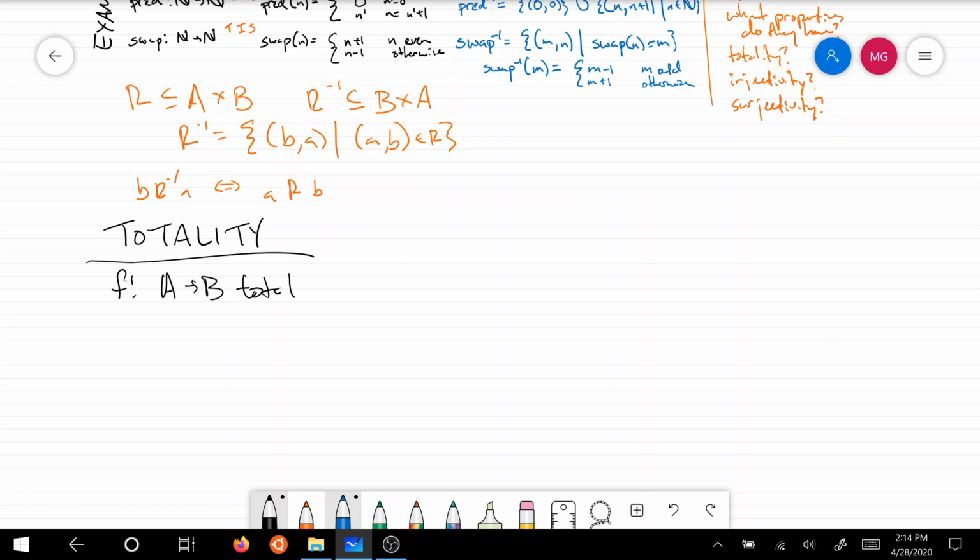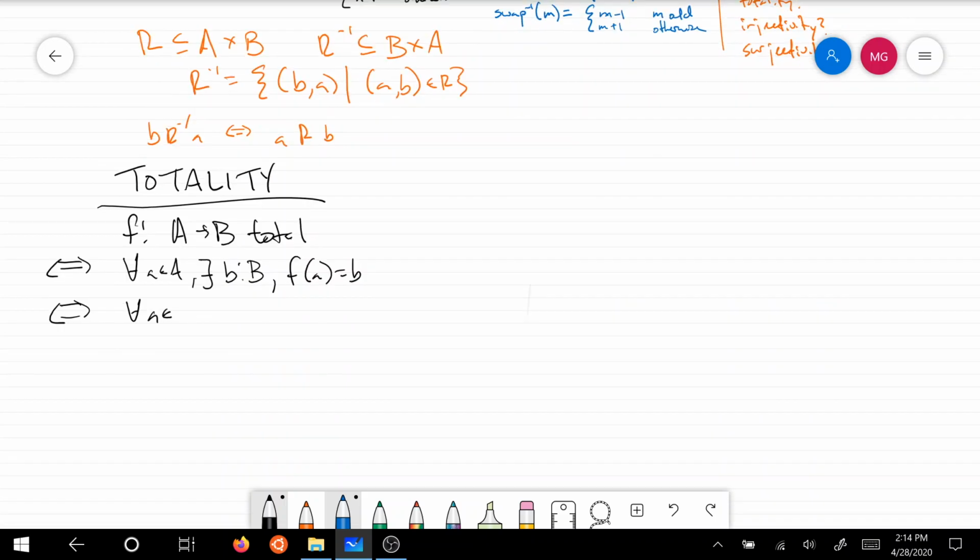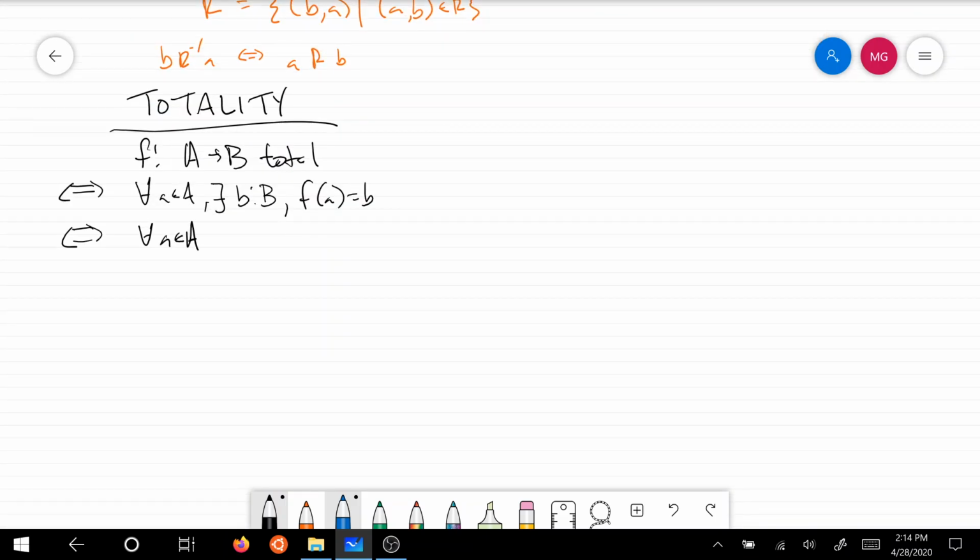F of type A arrow B is total if and only if for all a in A, there exists a b in B such that (a, b) is in F. Here, let me actually write that in a nicer notation: F of a equals b. Okay, but what do we mean by that? It means what I wrote the first time. Let me move this up so I can get a better writing position. For all a in A, there exists a b in B, (a, b) in F.